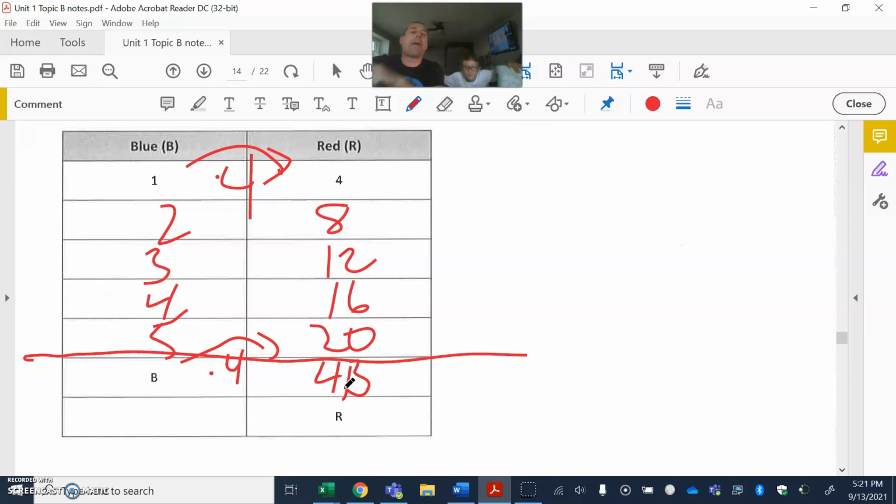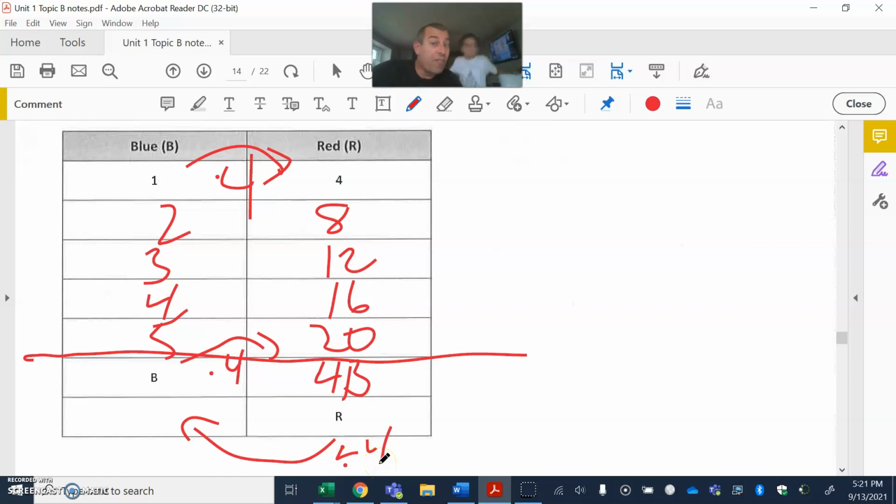Let's go the other way. Matthew, let's try this. The opposite of going to your right is to go to your left. The opposite of multiplying by a 4 is to? Divide by a 4. Exactly. So when we go the other way, we are dividing by a 4.